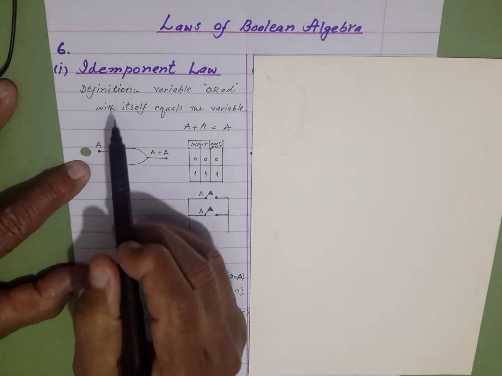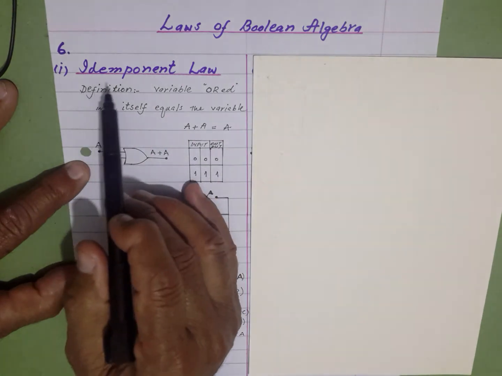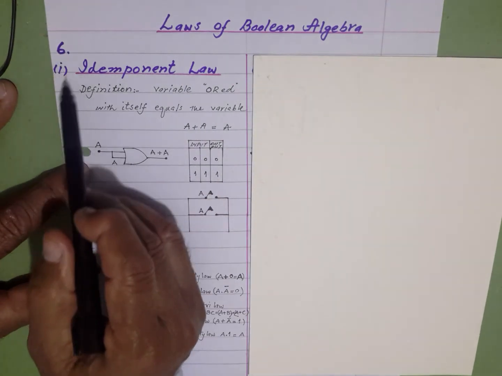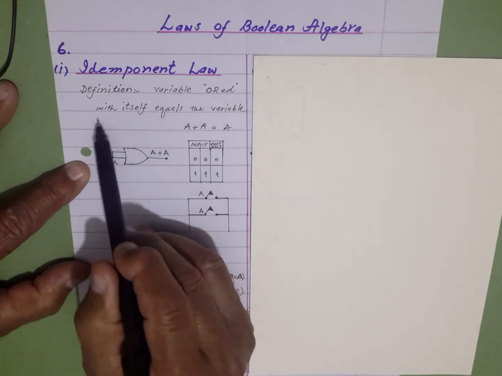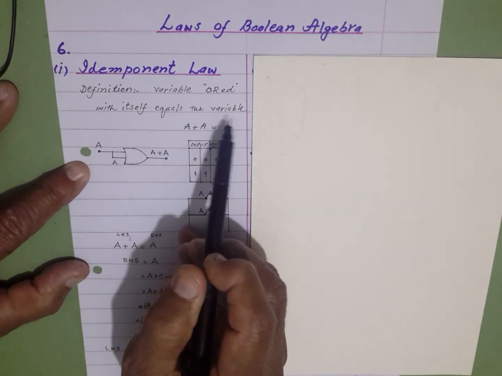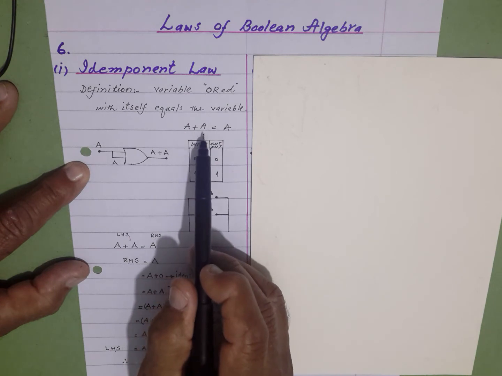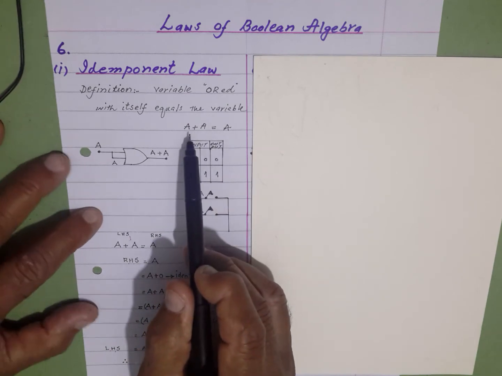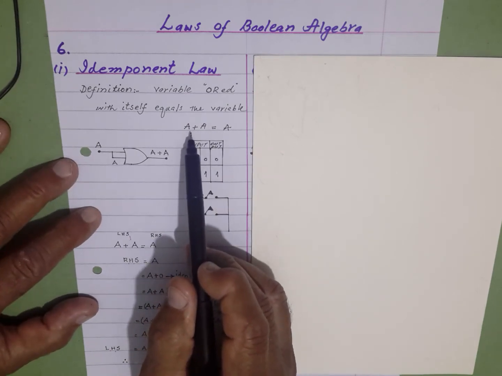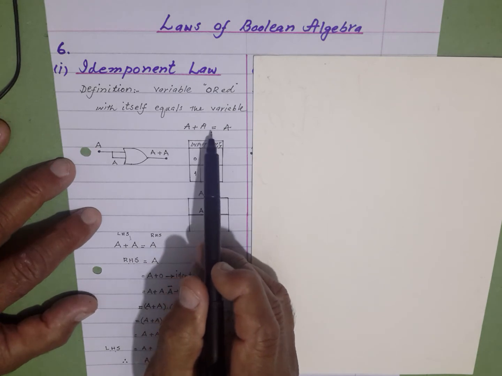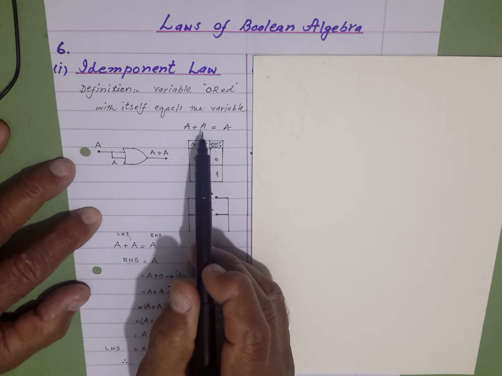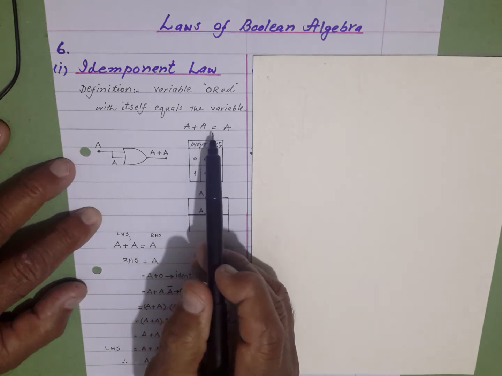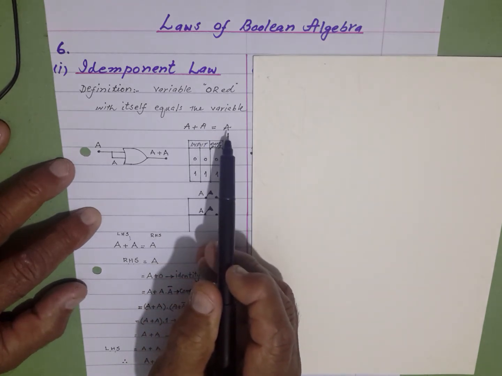First is laws of Boolean Algebra, Idempotent Law. This is the sixth law, first part. Definition: a variable ORed with itself equals the variable. A OR A is equal to A. Now A is ORing or adding with itself, and it equals the variable itself. When A is ORed with itself, it becomes equal to the variable.